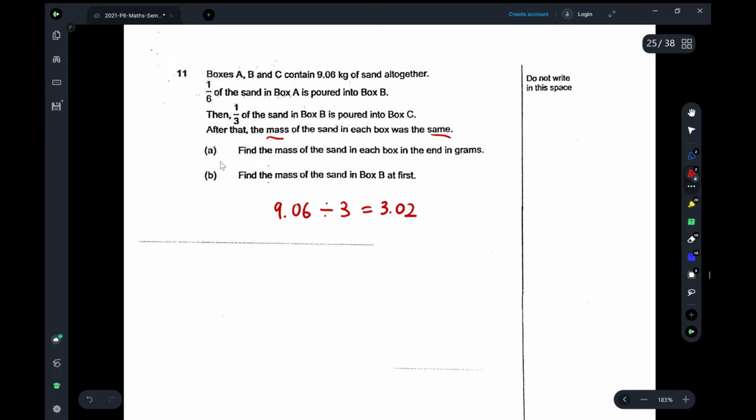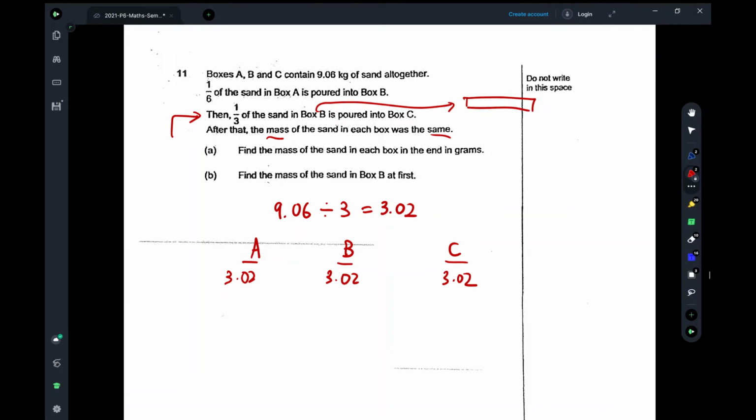Now we need to do some working backwards. I know that in the end, A, B and C have this amount of sand, so I'm going to write it just right. 3.02. Okay, we need to go backwards. So we need to start off with the last thing that happened. 1/3 of the sand in box B is poured into box C. So box B at first had 3 units, but this is poured away, which means that box B is left with this. So this 3.02 is actually equal to 2 units of box B.